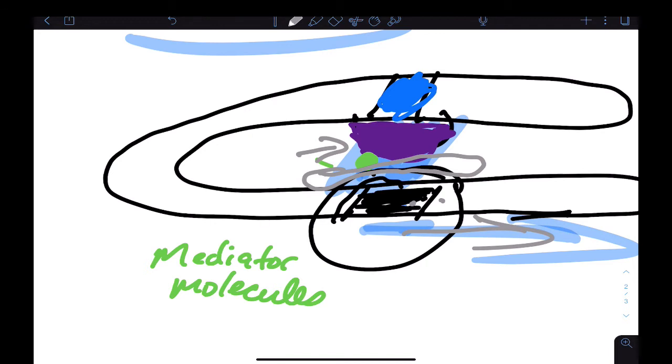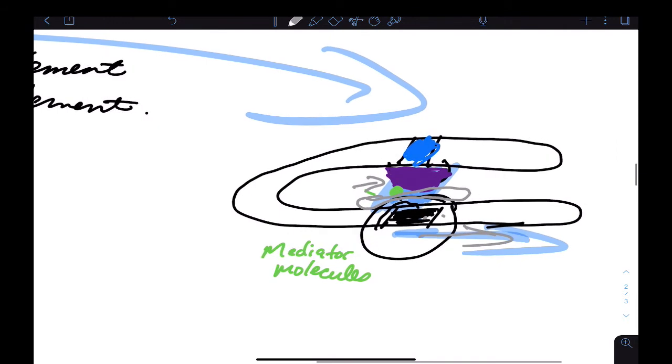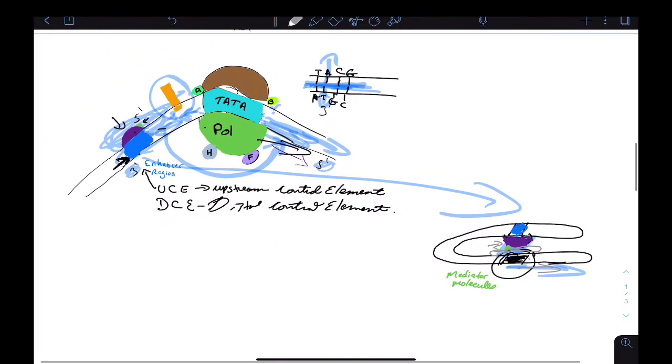So these are the two things that will happen. Sometimes these activatory molecules and polymerase can interact directly. Other times we need another molecule, what we call a mediator molecule, that will come and connect the activator and the polymerase together. All right, so this wraps up everything for this initiation process.